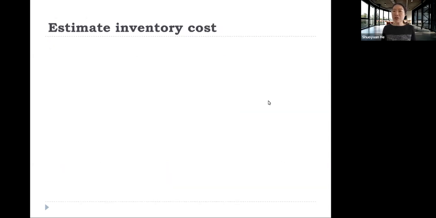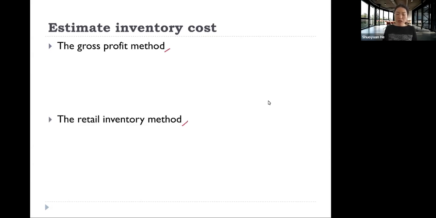In those two situations, instead of having a physical count, the firm may just do an inventory estimation. They estimate their cost of goods sold and cost of the ending inventory without a physical count. So how can firms do that? There are two ways. One is called the gross profit method, and the other is called the retail inventory method. In simple words, what's the difference between these two methods?